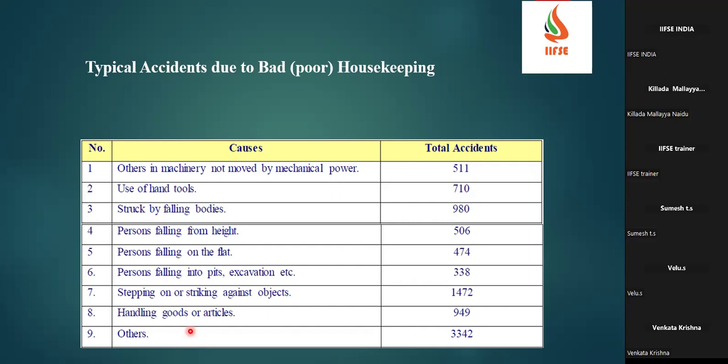Person falling from height, maybe housekeeping is a part of this also, because the spills have not been cleared immediately or not taken care of. Person falling on the flat or person falling into pits and excavations, stepping on or striking against objects, and handling goods and articles, and others are 3,342. So these are all the various causes which result in accidents.